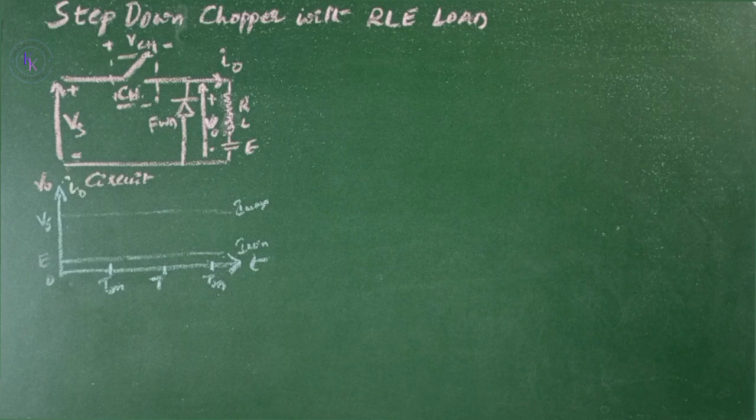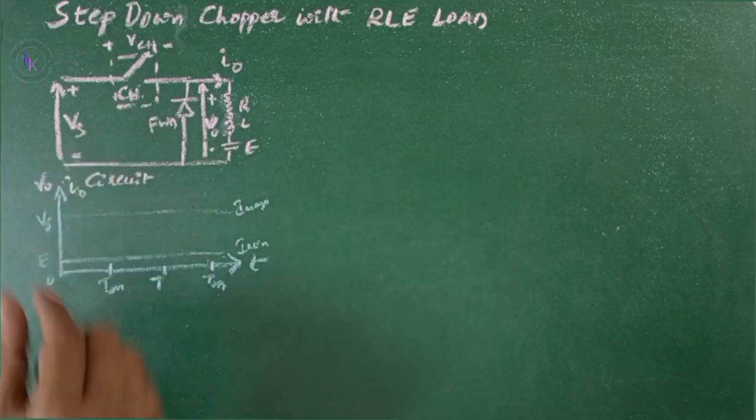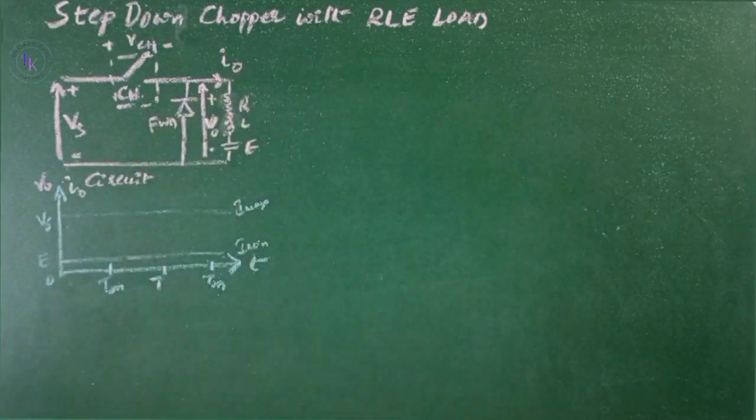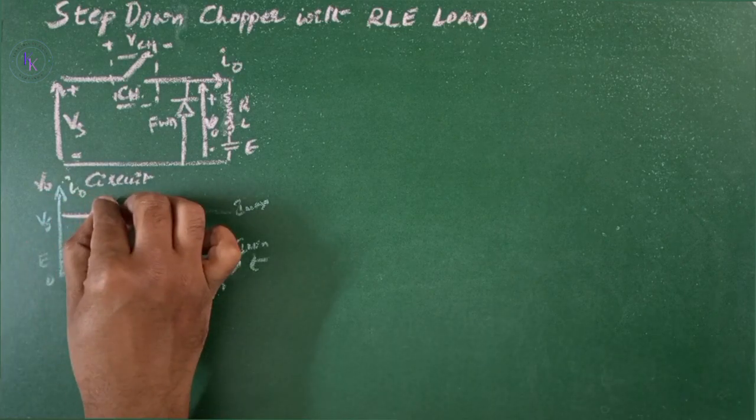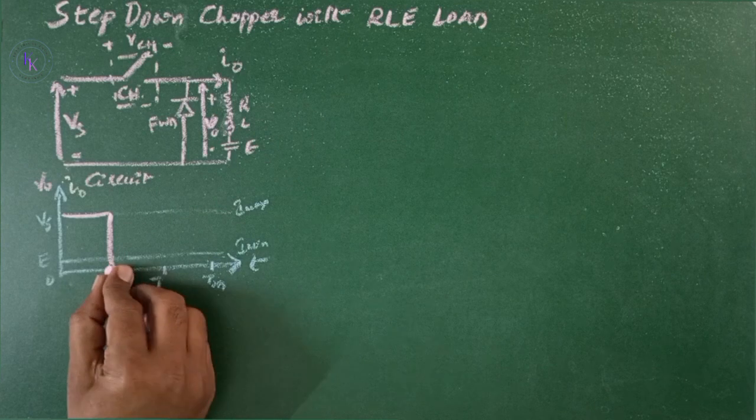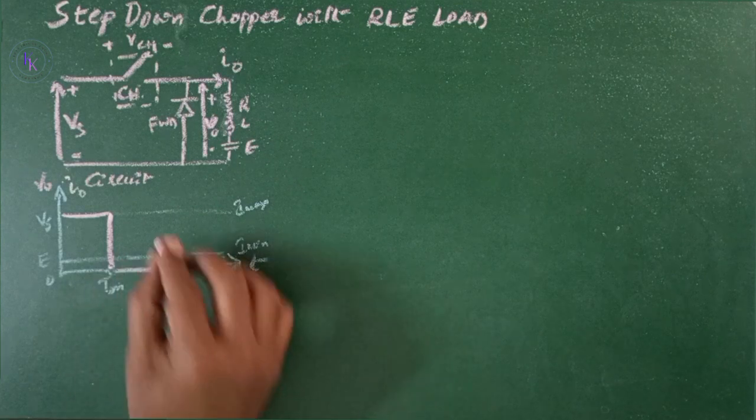Step down chopper with RLE load. The circuit is as shown. When the chopper is turned on, during this turn on period, the input voltage Vs is going to appear across the output V0. During the turn off, the output voltage will be 0, and again when the chopper turns on, the voltage appears.